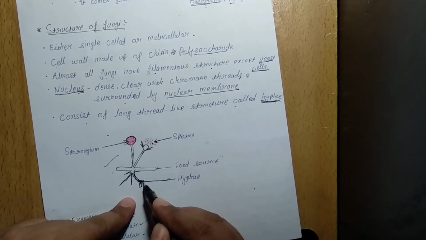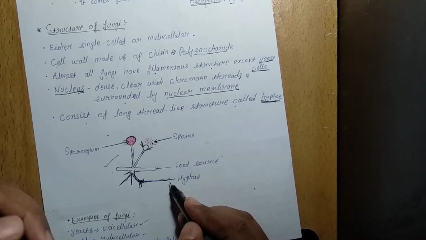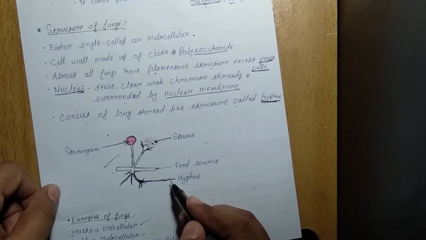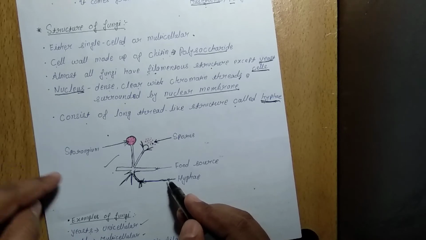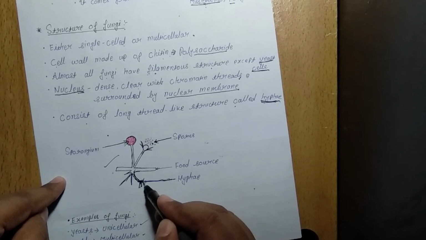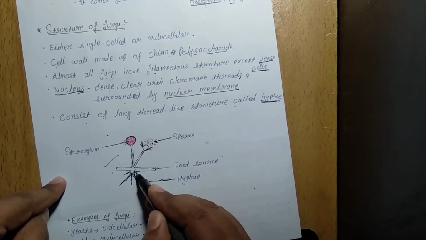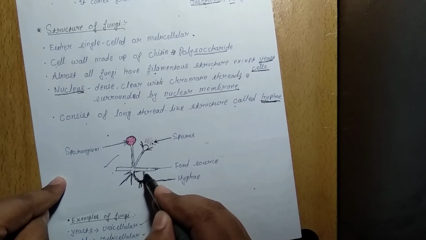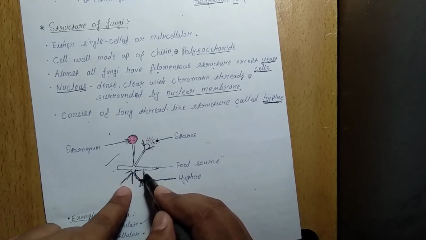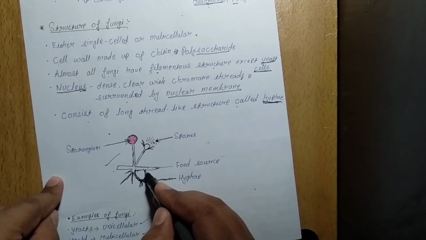Here, this is the hypha. Hypha is a structure which absorbs nutrients from the environment, and it extends into the food sources. This is the food source. Here, the hypha extends up to the food source, and it releases enzymes that break down the food so it can be absorbed through the cell walls.